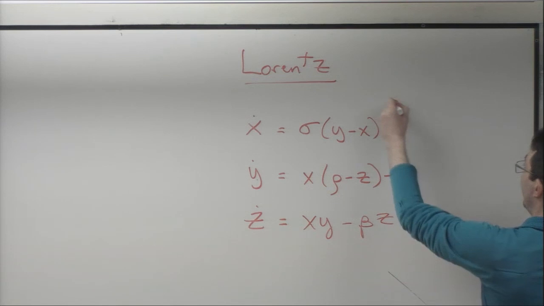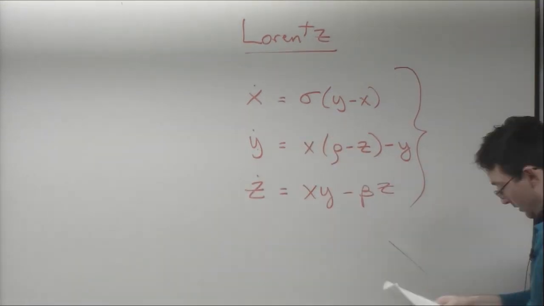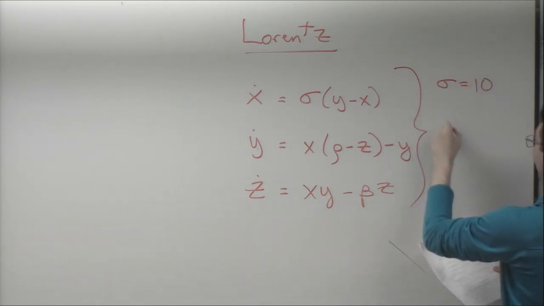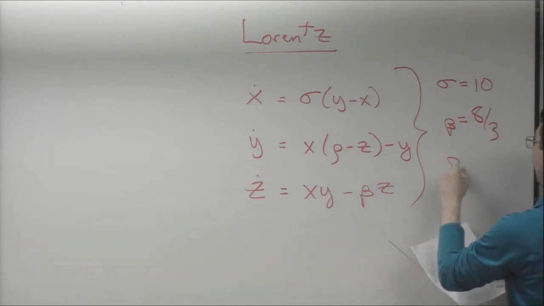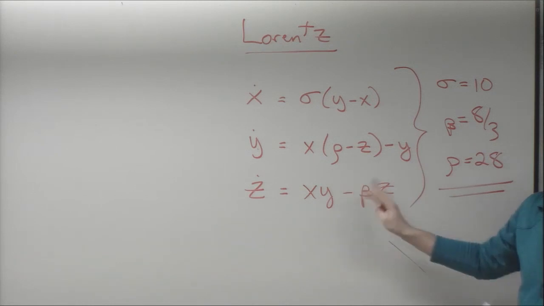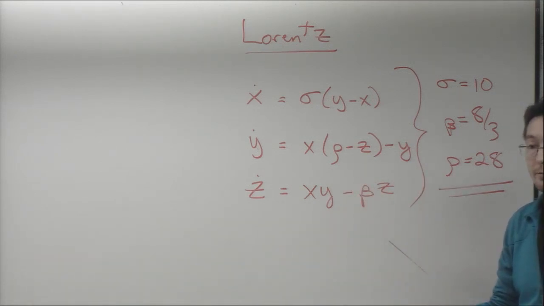And he found that for certain constants, sigma, rho, and beta, so sigma 10, these are the famous constants, you can find them on Wikipedia, beta 8/3 and rho equals 28. For these constants and for many other constants, you get extremely interesting chaotic behavior.